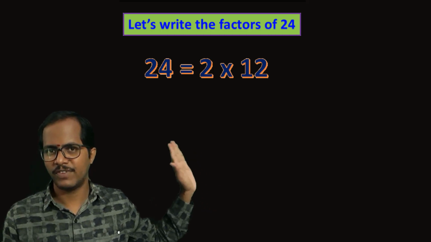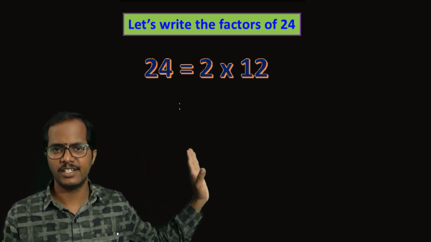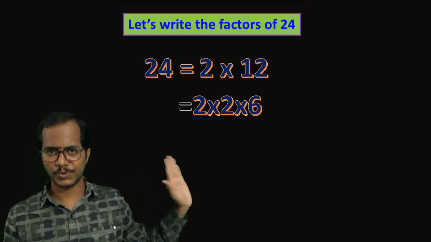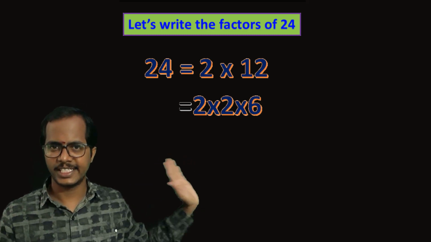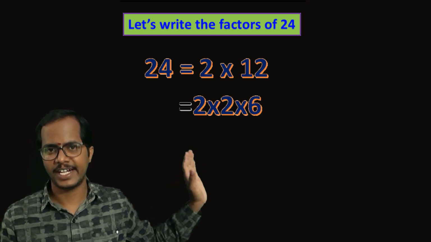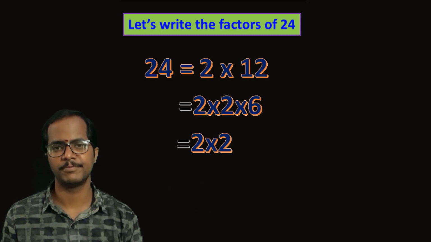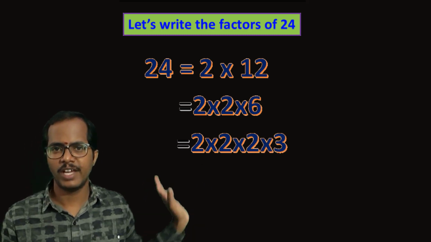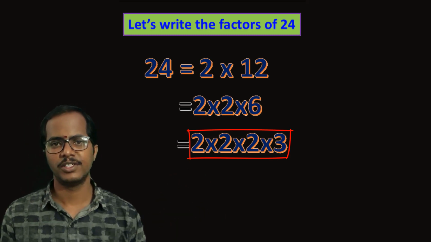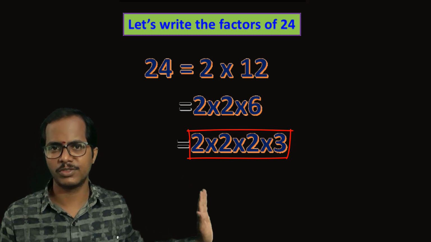So 12 can be further factorized. Let us factorize it again. The first factor, write the 2 as it is. Then by factorizing 12, we get 2 into 6. Now we get 2 into 2 into 6. Here the 6 is again a composite number, so let us factorize it again. By factorizing 6, we get 2 into 3. Therefore altogether we get 2 into 2 into 2 into 3. Now in the last step, we have all the prime factors, and we know that this method is known as prime factorization. So what are the prime factors of 24? The prime factorization of 24 is 2 into 2 into 2 into 3.